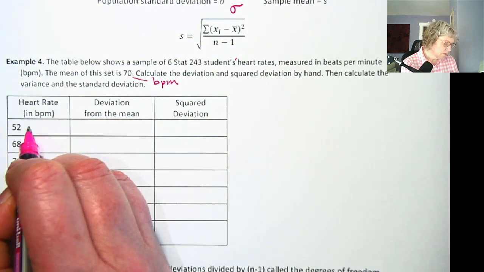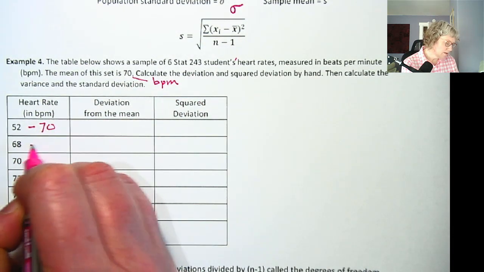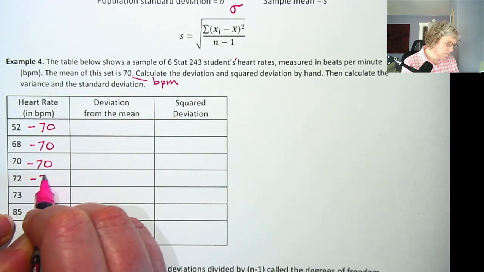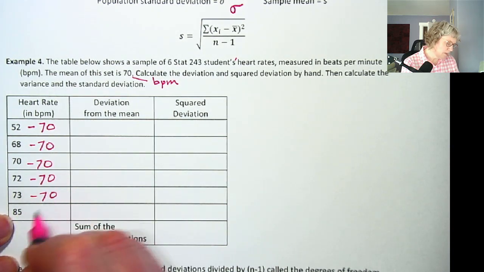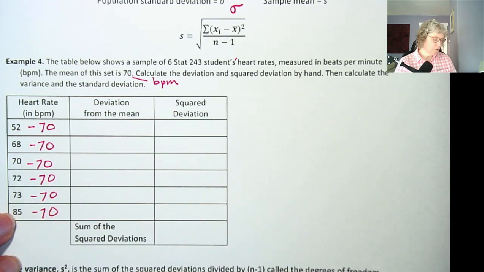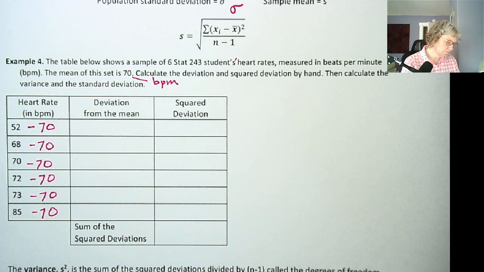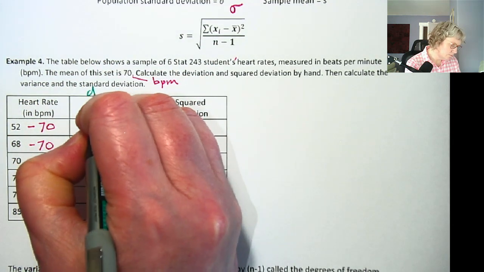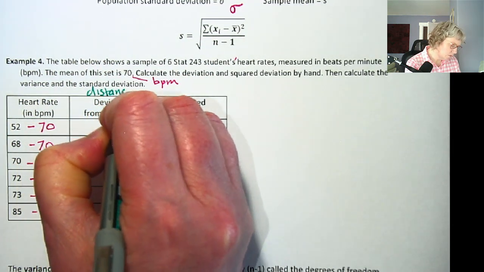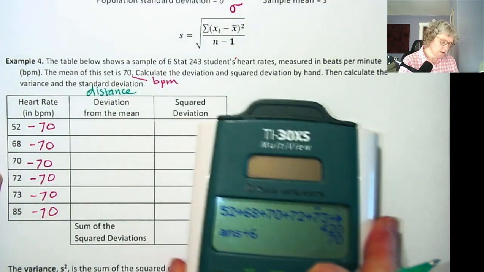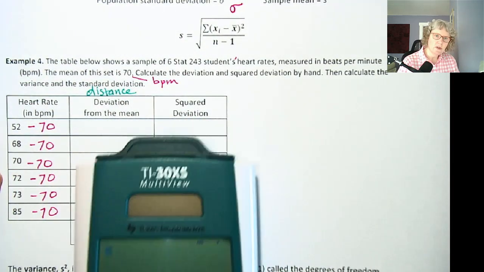The first thing we're going to do is subtract 70 from each number. We want to know how far each person is from the mean. So I'm going to subtract 70, and that's what deviation means. Deviation or distance. You could think of it as distance. And I'm going to use my calculator for this.